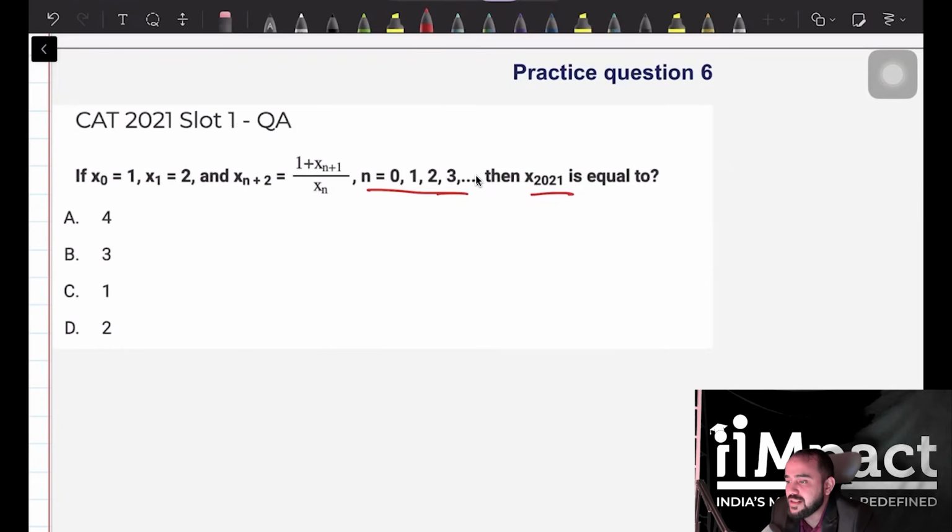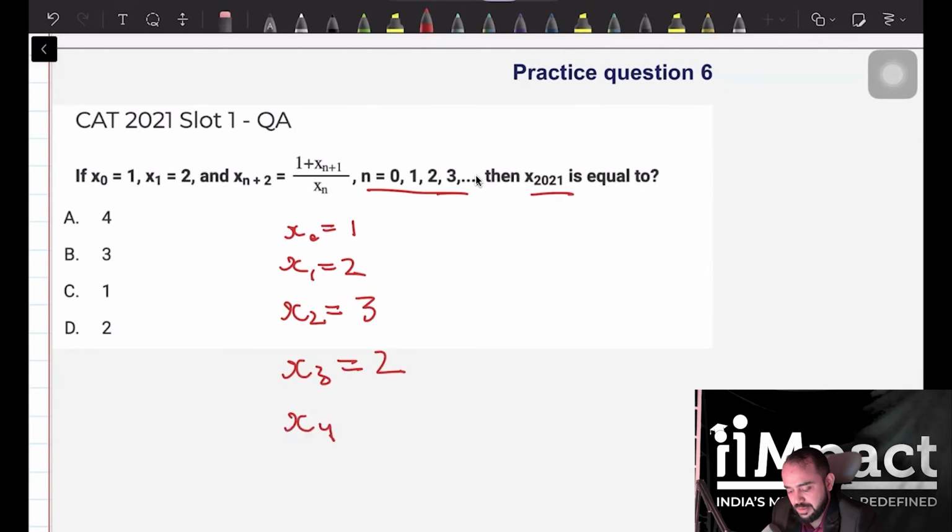I should get myself some data points. So x of 0 is equal to 1, x of 1 is equal to 2, x of 2 is going to be equal to what? 1 plus 2 by 1. So x of 2 is going to be 3. What is x of 3? 1 plus 3 divided by 2, that is 2. What is x of 4? 1 plus 2 divided by 3, that is 1.